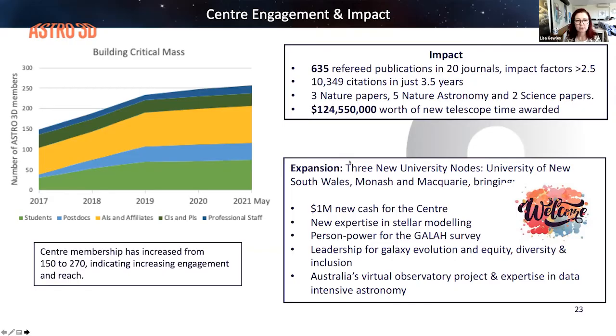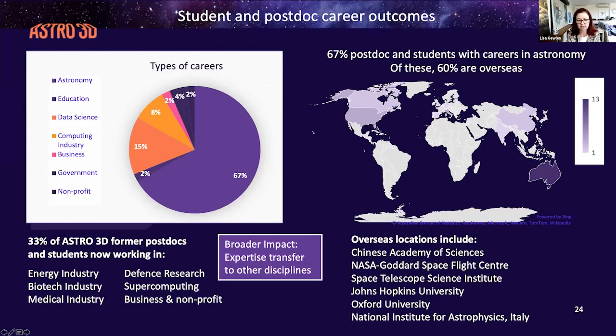Now, it's interesting to look at student and postdoc career outcomes, and these are really positive outcomes. I've had a look at the former postdocs and students for the first half of the year and where they are now. 67% are in astronomy careers, and the remaining 33% are in other industries, including the energy industry, biotech, medical, defense research, supercomputing, business and non-profit, with the largest industries being the computing industry and data science industry by far. So 23% of former astronomy students and postdocs are now in the data science and computer industry.